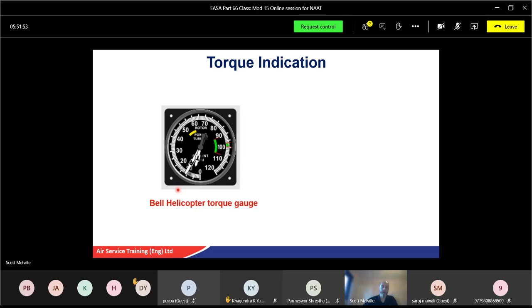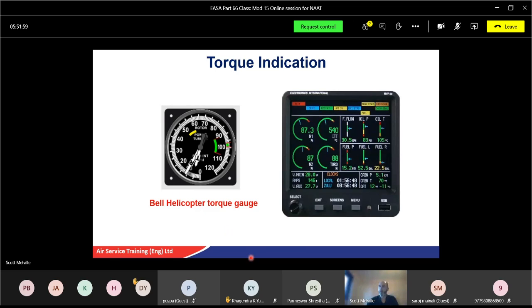And that's an example from a Bell helicopter torque gauge. Again, it could be any sort of one. What you would have there is R for rotor, which would be your main rotor, and T for tail. So you're getting two torque settings on the same gauge, but indicating two different components, especially in the helicopter.